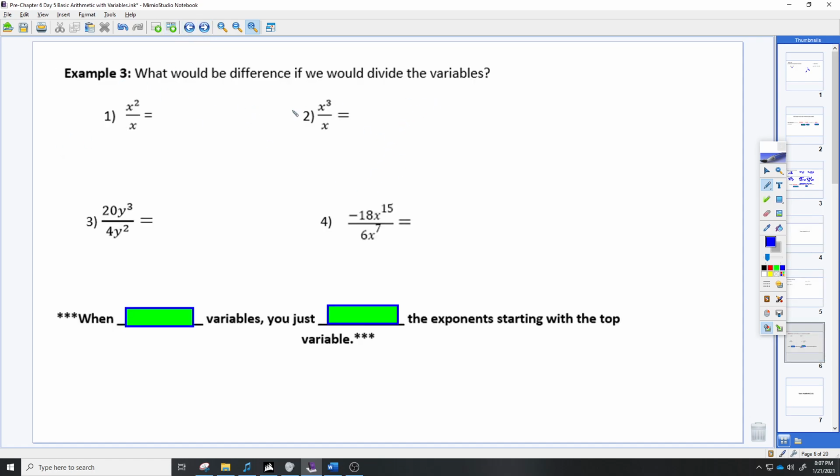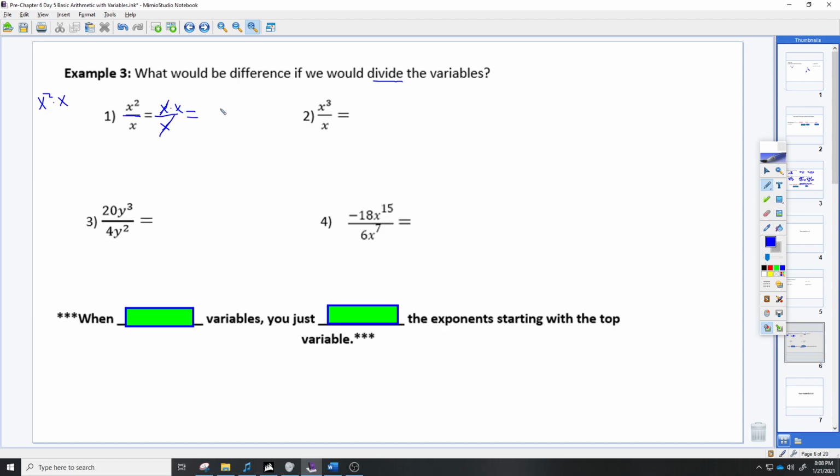Next example. So how would this be different if we would divide the variables? So now instead of multiplying them together, like before we had x squared times x, what if we change this to division? Let's see how that works. I'm going to apply the property we did at the very beginning, where I can say, okay, x squared is the same thing as x times x. The bottom is just x because there's only one of them. And so what happens here is you could look at this and say, okay, well, one of these x's up here will cancel with one of the ones at the bottom.